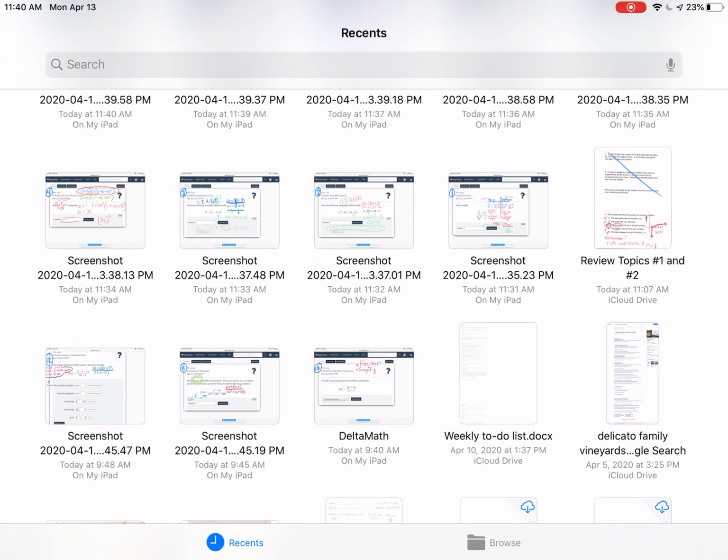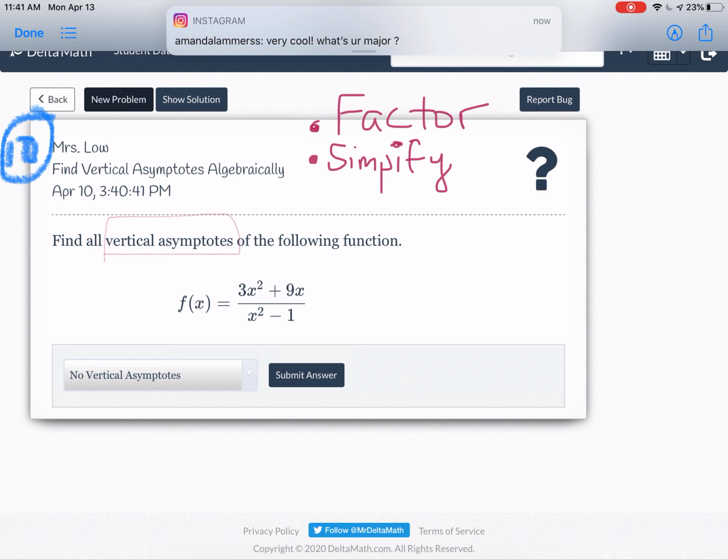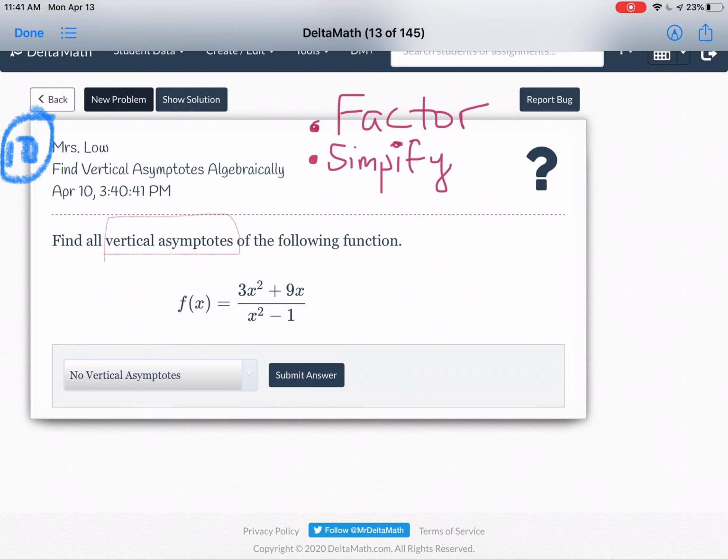Okay, 10. All right, so vertical asymptotes. Remember how to find vertical asymptotes? We're going to factor everybody as much as we can. We're going to look and see if there's any common factors. If there's any common factors, that means that there's a hole.